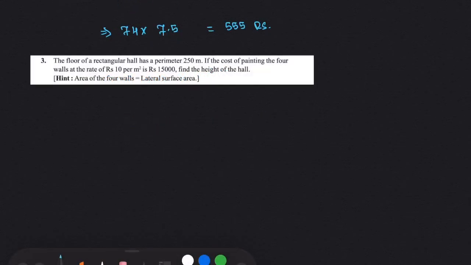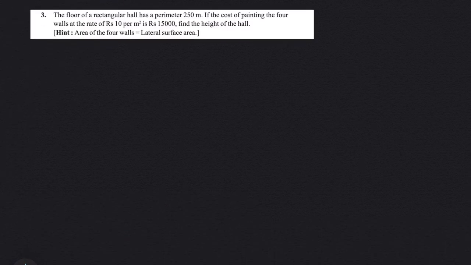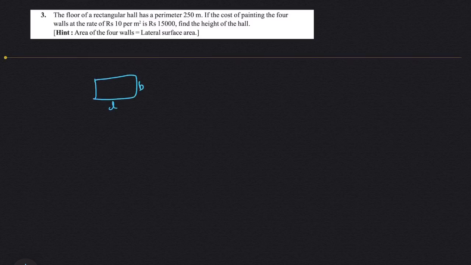The floor of a rectangular hall has a perimeter of 250 meter. The cost of painting the floor and walls at the rate of rupees 10 per meter square, then the total value is 15,000. We need to find the height of the hall. Very simple, it's a perimeter. It's a rectangle, so L and B. So the perimeter is 2 times (L plus B), equal to 250 meter.